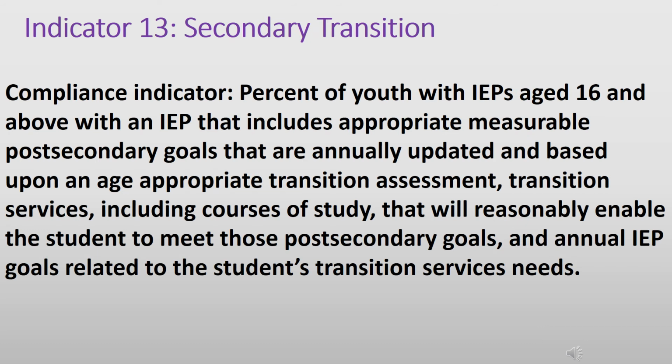Indicator 13, secondary transition. Indicator 13 is a compliance indicator and looks at the percent of youth with IEPs aged 16 and above with an IEP that includes appropriate measurable post-secondary goals that are annually updated and based upon an age-appropriate transition assessment, transition services, including course of study that will reasonably enable the student to meet those post-secondary goals, and annual IEP goals related to the student's transition service needs.